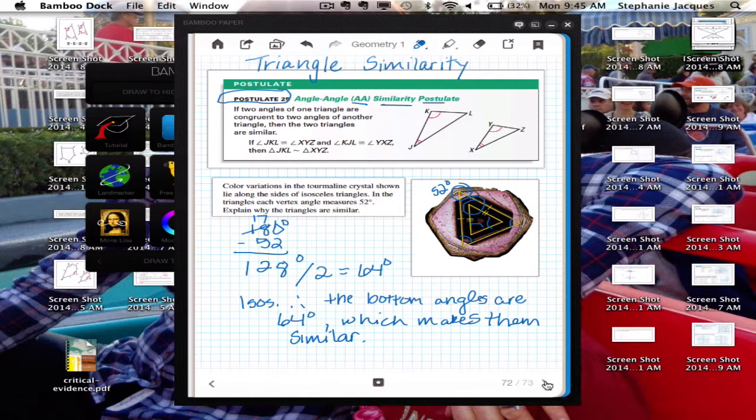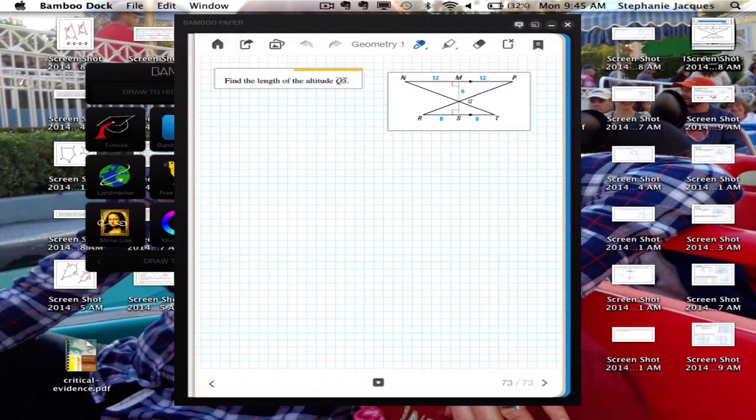Okay, let's look at a little more complex problem. This is the only other one we're doing for tonight. Find the length of the altitude of QS. So QS is right there. So we can just set up a proportion. So we're looking at these triangles, and they're similar triangles. So we can set the proportion by doing 6, which is the one altitude, over NP, 24, equals my other altitude right here, which is X, and then RT down here.